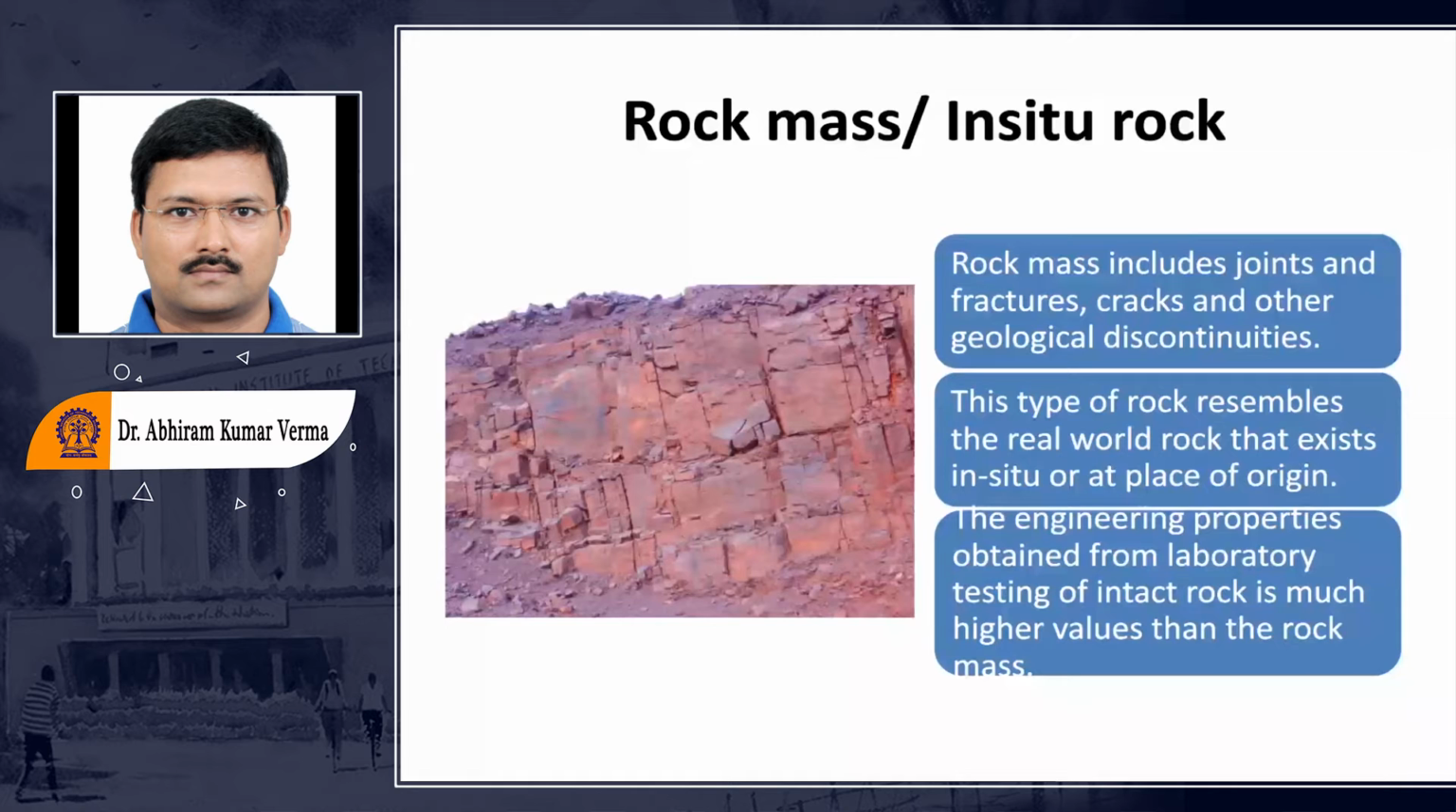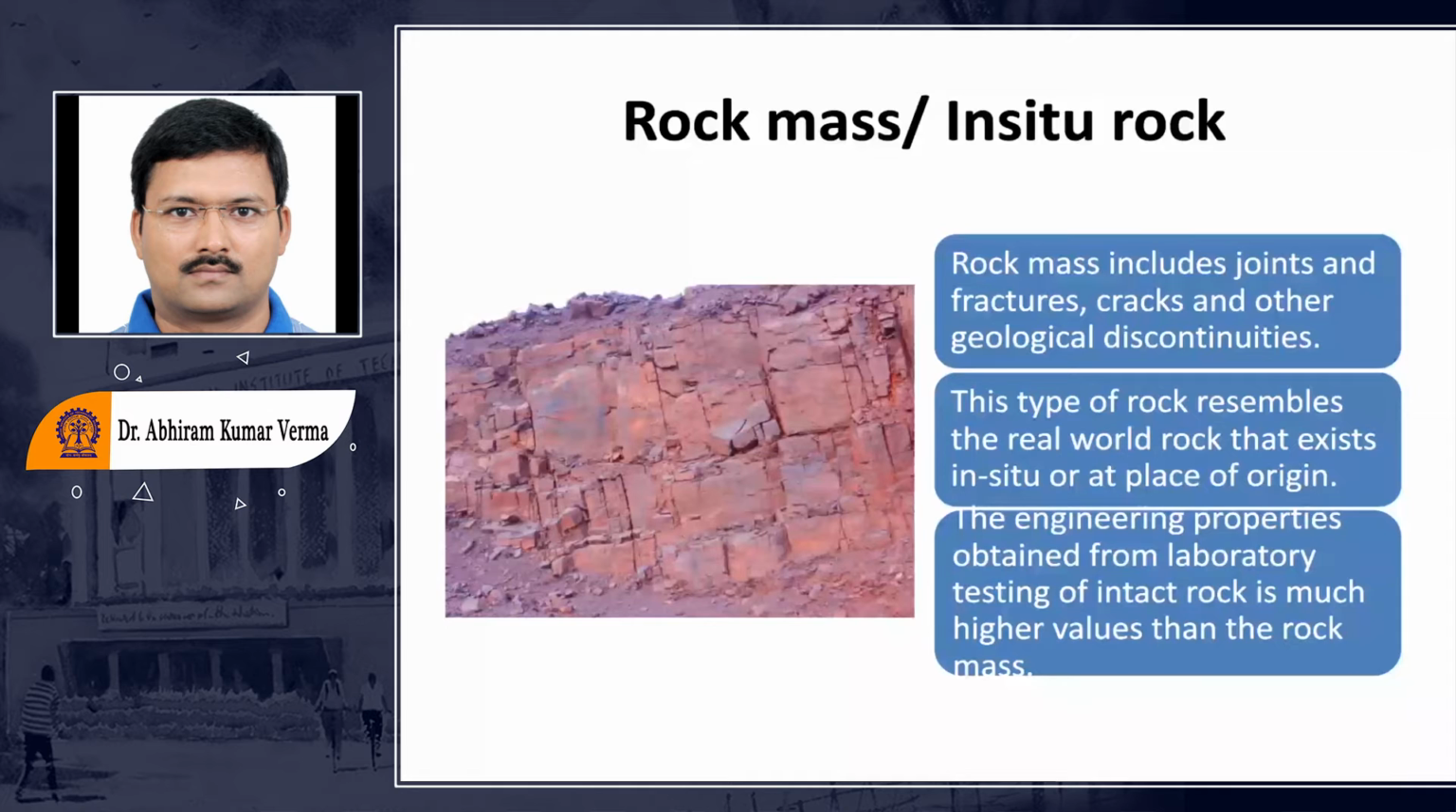So sometimes we are testing this rock mass as well in the field, at the place of their origin, because as I told you, the properties obtained in the laboratory are different from the rock mass. Okay, the properties of the intact rock are always more than the properties of the rock mass. So it is very important for the design people to know how much decrease is happening because of a particular set of discontinuities.